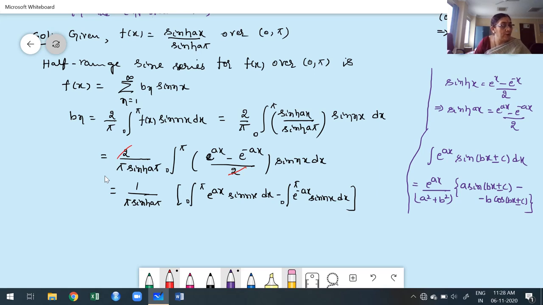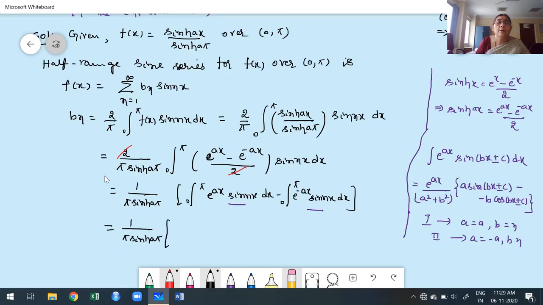Now this thing you already know, this formula we already derived, in view 11. Now both functions are in the form of e power of ax into sin of bx plus or minus c. In the first term, first integral, my a is a and b is n. In the second term, a is minus a and b is what? N only.